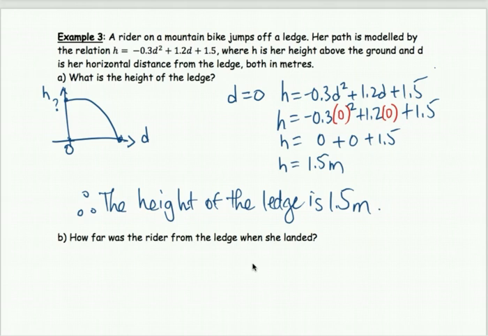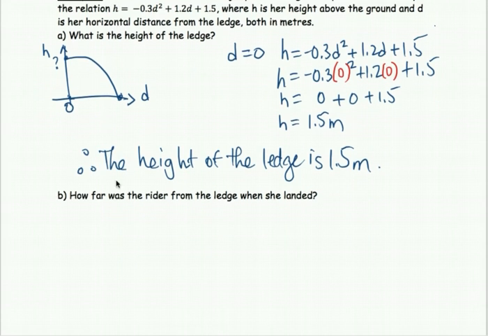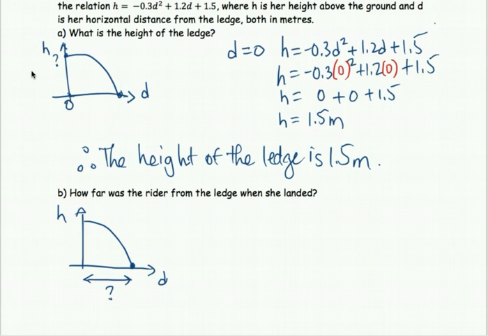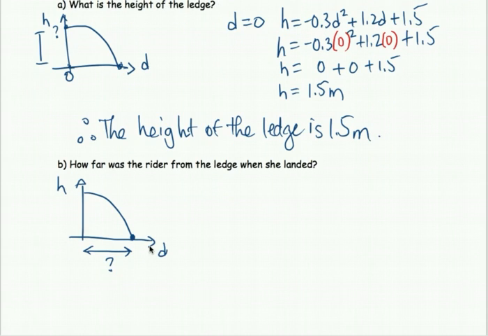All right, so now, how far was the rider from the ledge when she landed? So basically, she jumped and landed here. So how far is that? That's what we need to figure out now, okay? So maybe here, I'll make another diagram. Oops, that's the height. So now we're trying to figure out this distance here. Last time it was from here to here, the ledge height. Now we're trying to figure out how far she landed from the ledge.